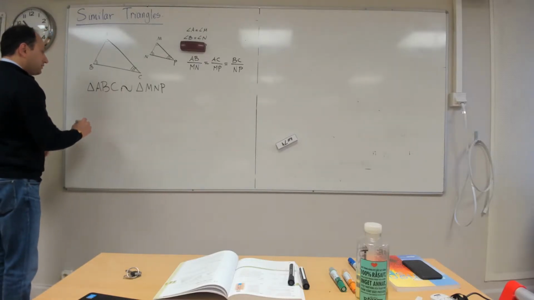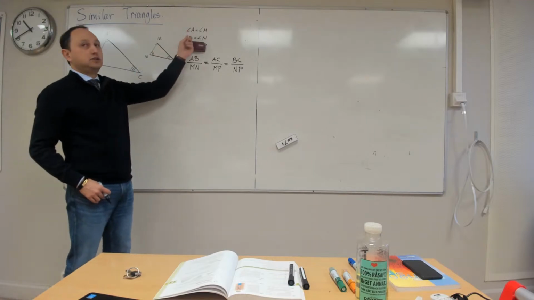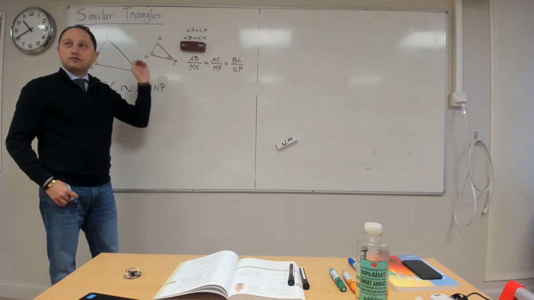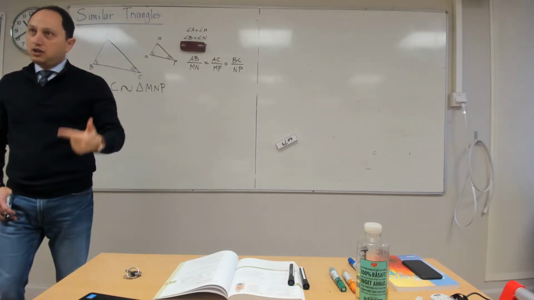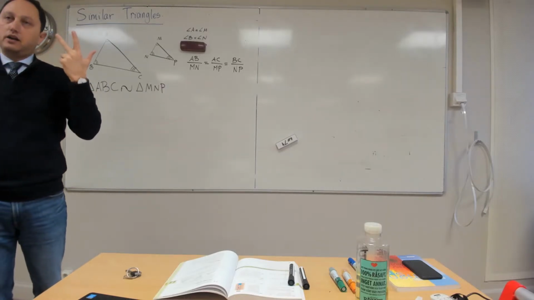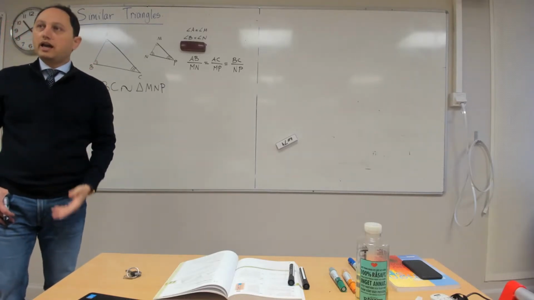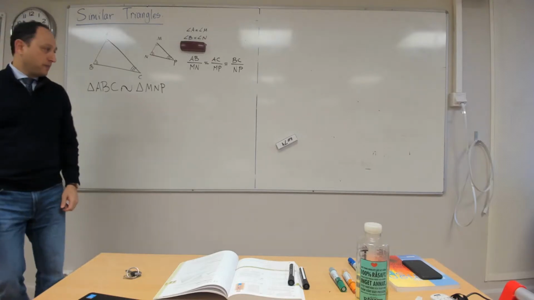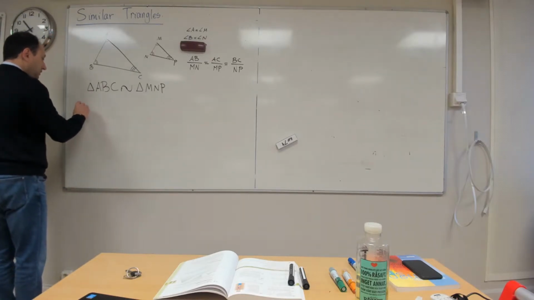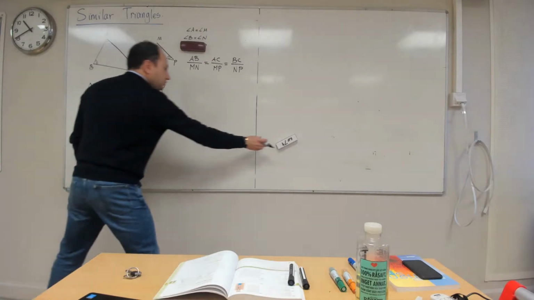Okay, so this is called the two-angle theorem, yes? If two angles from one triangle are equal to two angles of another triangle, these two triangles are similar, yes? So we have two theorems.